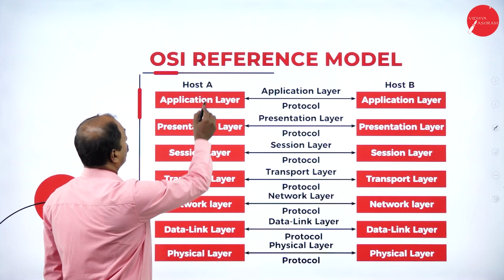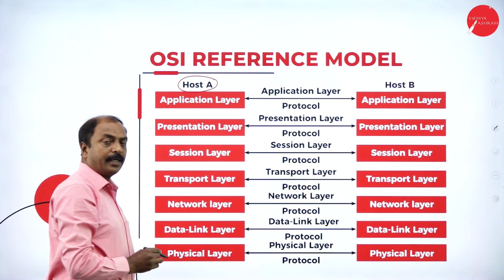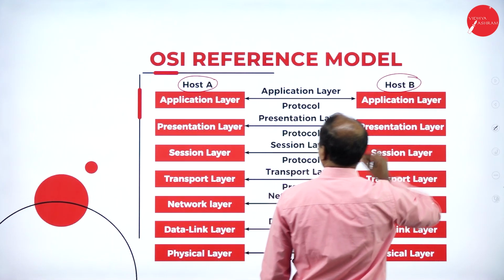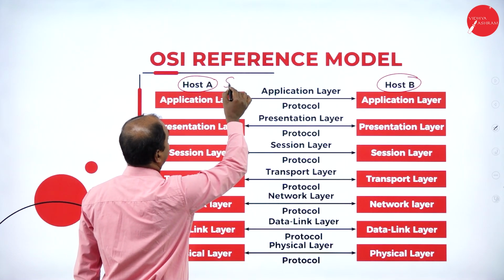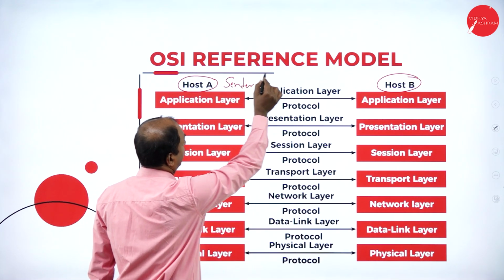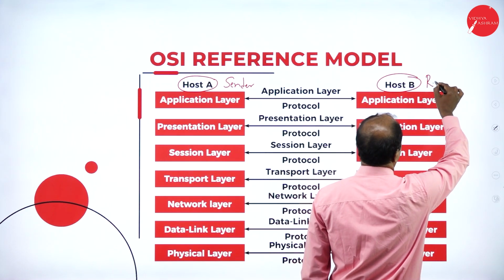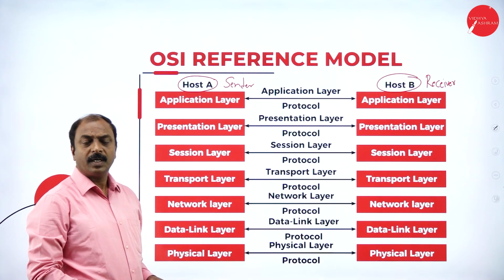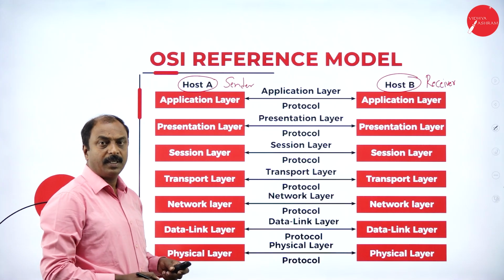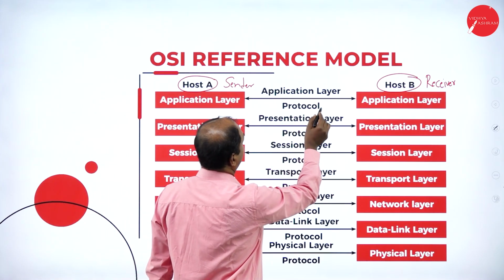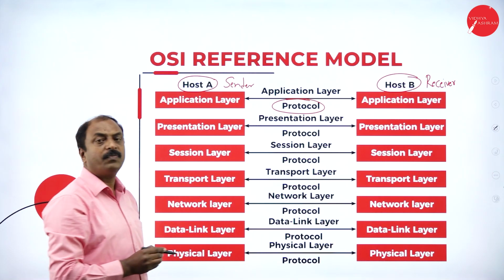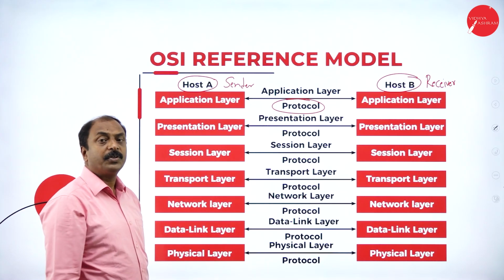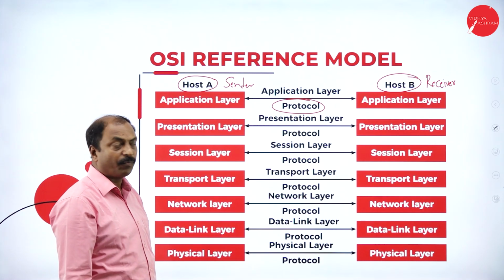This is host A, the sender, and the same reference model will be applicable at the receiver end. This is host B. Both the sender and receiver are supposed to use the same OSI reference model, and here each and every layer works with different protocols. Each layer has different protocols and different responsibilities in transmitting data from host A to host B.